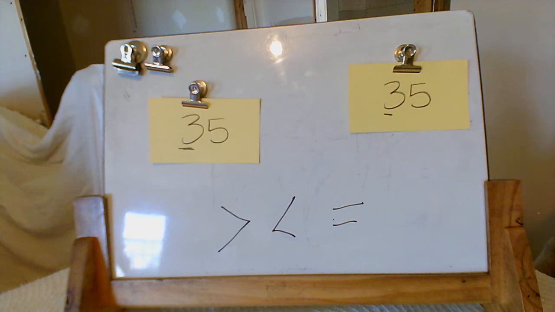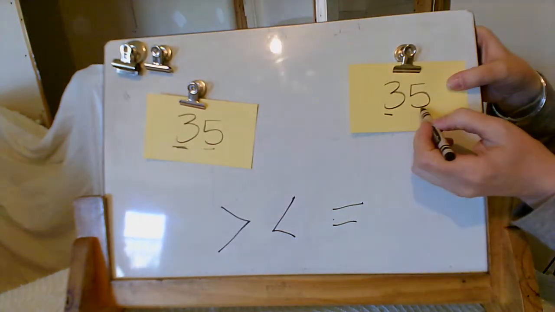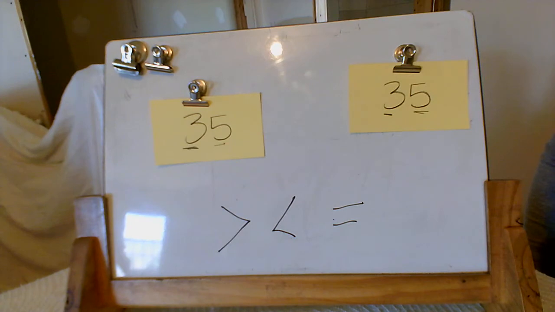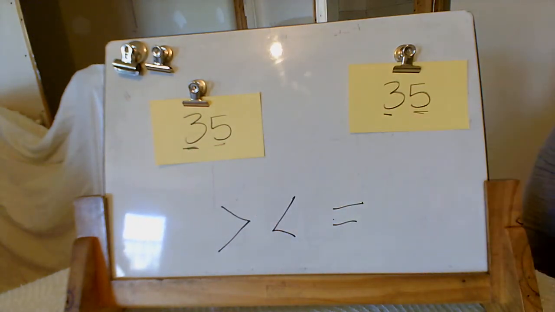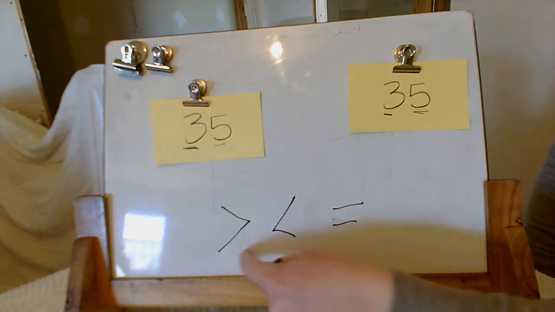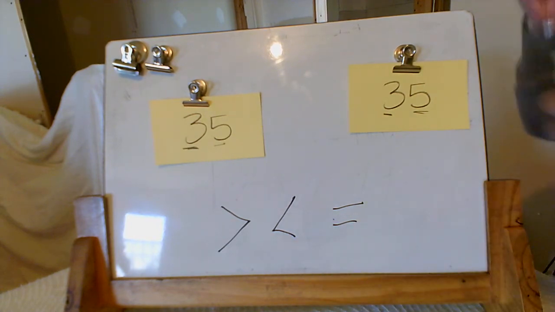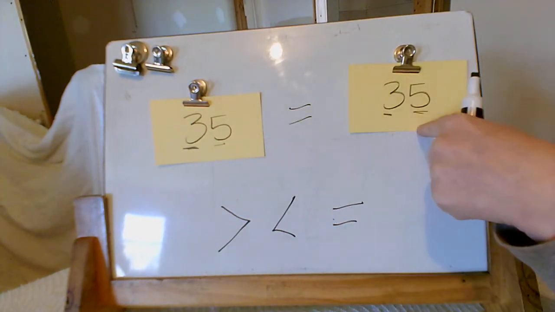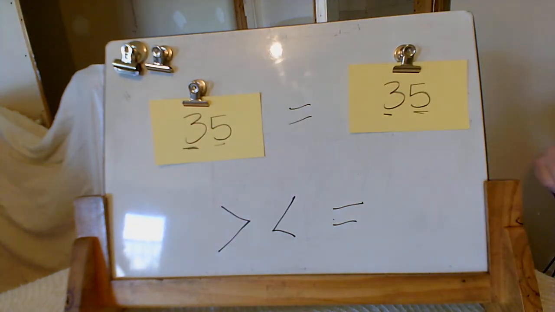Okay, I can't tell yet which one is greater or less. Let's look at the ones. 5 ones. Which symbol would go between these two numbers? How would we read these numbers? We would say 35, 35. Well, they're the same. Which symbol down here means the same as? This symbol means equal. 35 is equal to 35, and that means 35 is the same as 35.